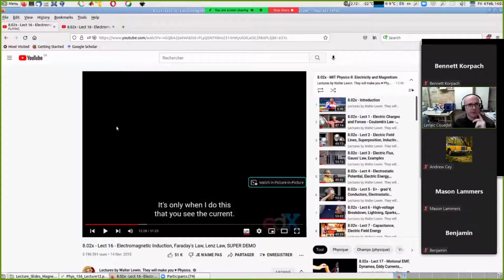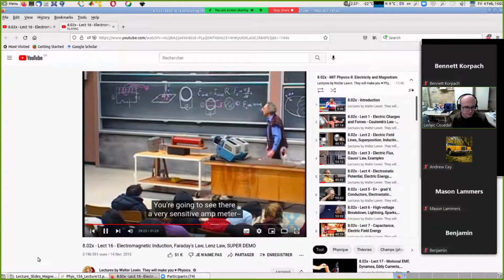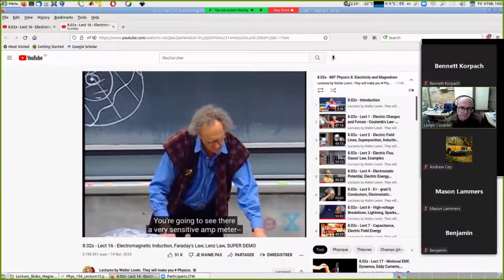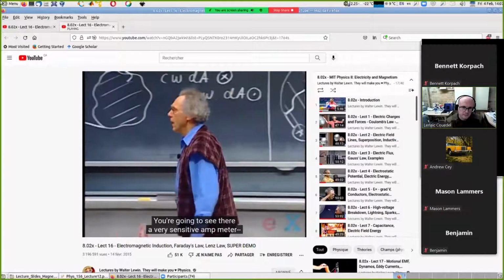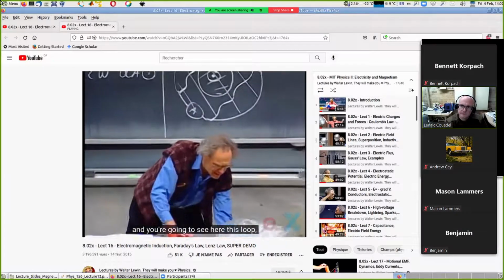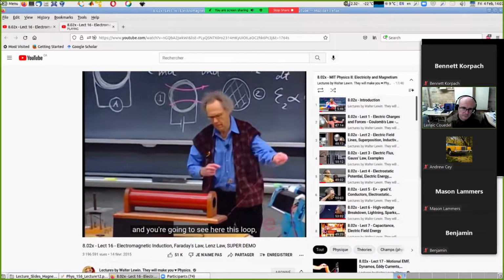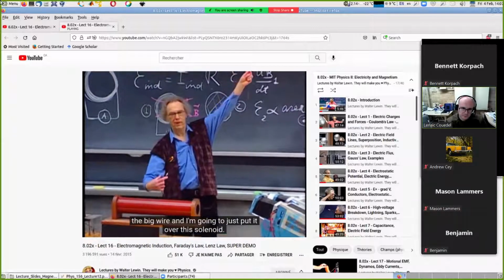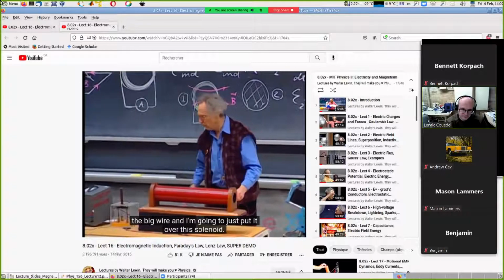All right, so that was our first demonstration with the magnet, and now let's see what happens when we use a coil. There, a very sensitive ammeter. And you're going to see here this loop, the big wire, and I'm going to just put it over this solenoid.